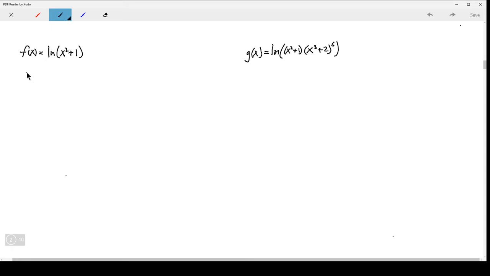All right, so when I do f prime of x, I take the derivative of the inside, which is going to be 2x, over the inside, which is x squared plus 1. And basically that's it. All right, it's very, very straightforward. All right, the derivative of the inside over the inside. Okay.